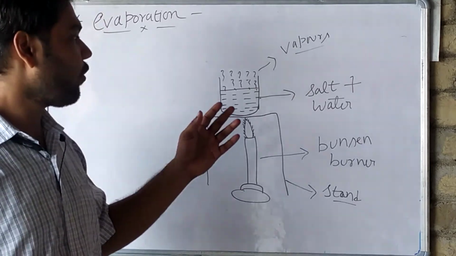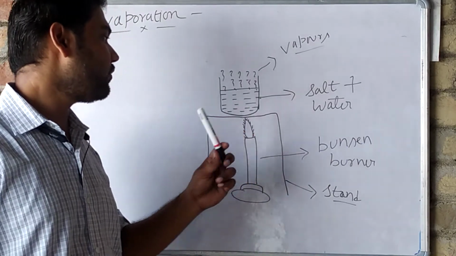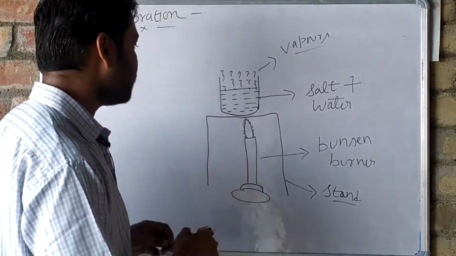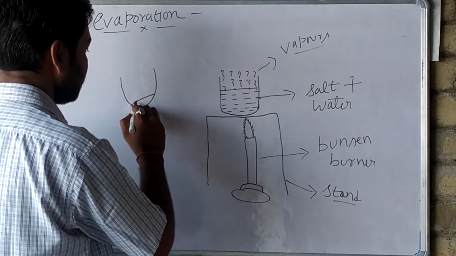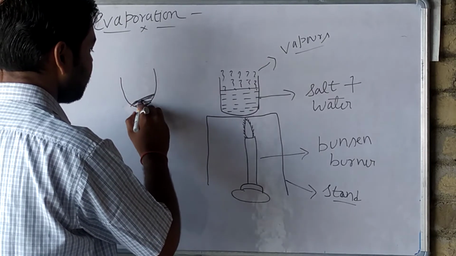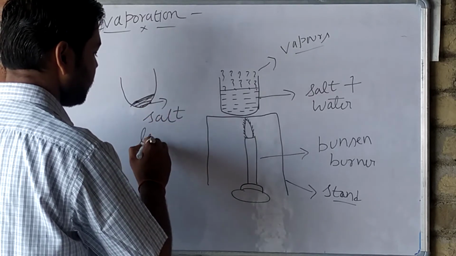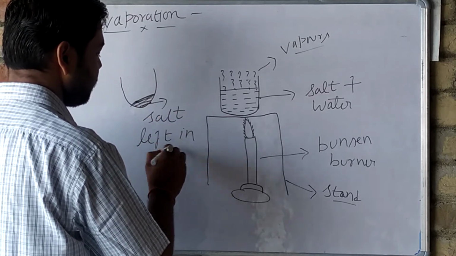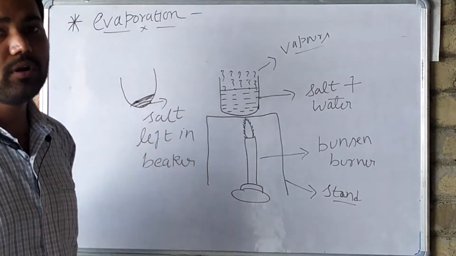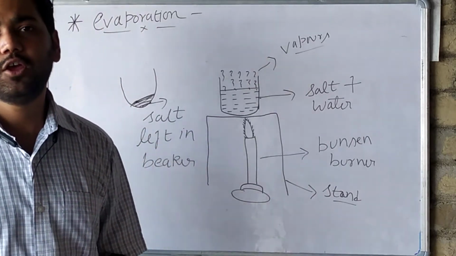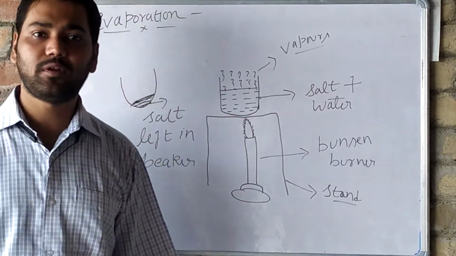And what happens when all the liquid has evaporated out? We will have salt left in the beaker. Salt will be left in the beaker and the liquid will have evaporated out. So this process is known as evaporation.